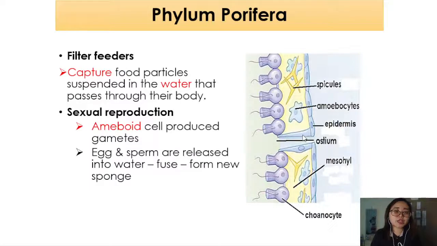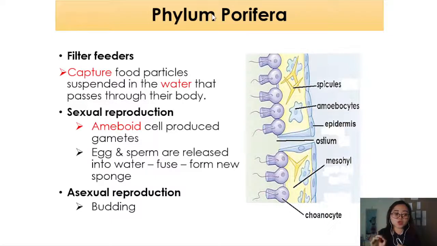Porifera can undergo sexual reproduction. The amoeboid cells, which is here, will produce the gametes, which are eggs and sperm. For them to do sexual reproduction, they only have to release the egg and sperm into the water. So the egg and sperm will float around in the water, in the oceans, and then they will meet each other, they will fuse, and then after they fuse, they will form a new sponge.